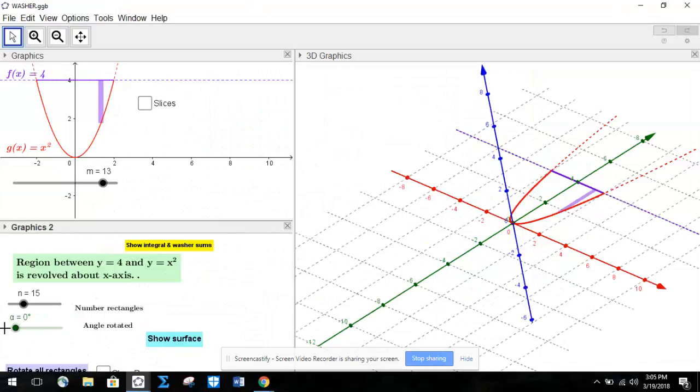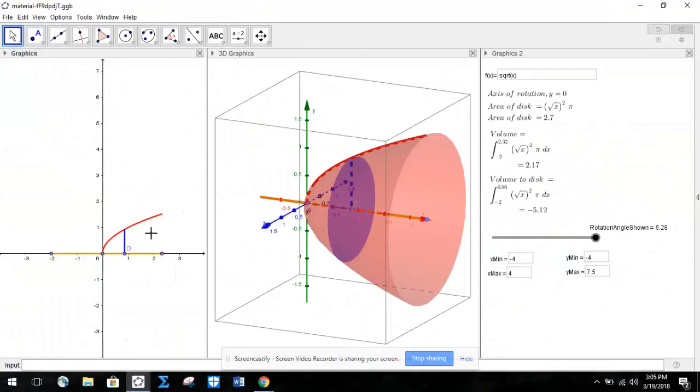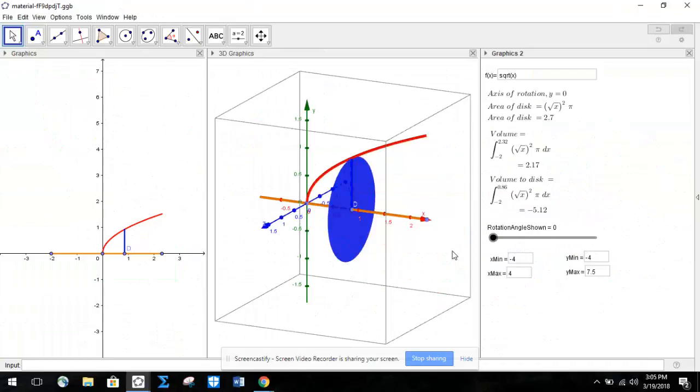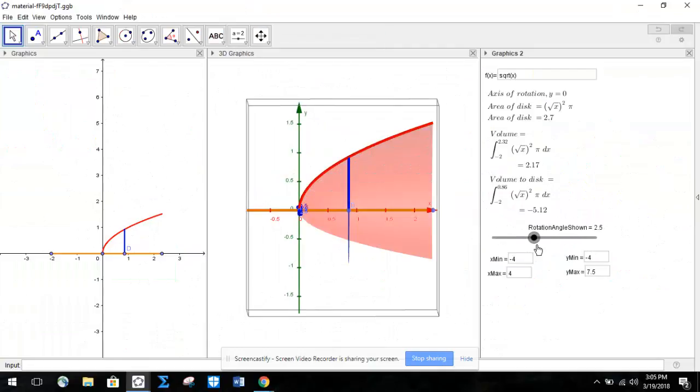The important thing for a washer is that the boundary line, or let's say the axis of rotation, whatever you go around, is not a boundary line. And that's how you tell the difference. For the disk method, when you rotate this around the x-axis, and I'm going to do this one more time, the area bounded is this area right here, the area between the function and the x-axis, and I am rotating it around the x-axis.